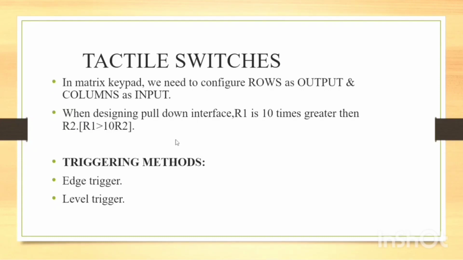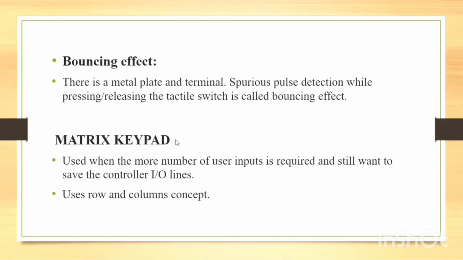In triggering methods, we have two methods: edge triggering and level triggering. The main issue in triggering methods is the bouncing effect. There is a metal plate and terminal. Spurious pulse detection while pressing or releasing the toggle switch is called the bouncing effect. It is not harmful for the project, but it is an effect.